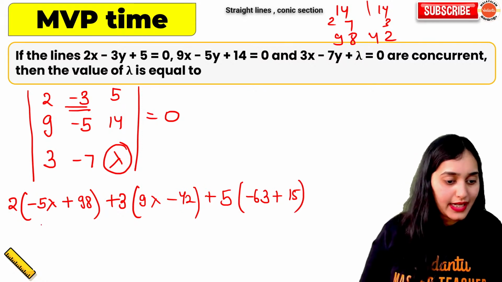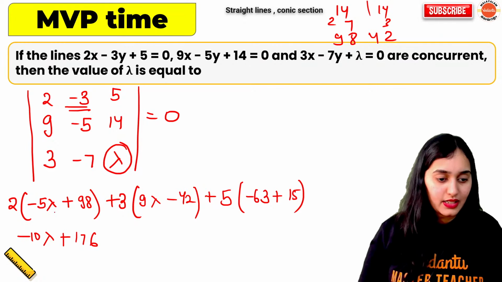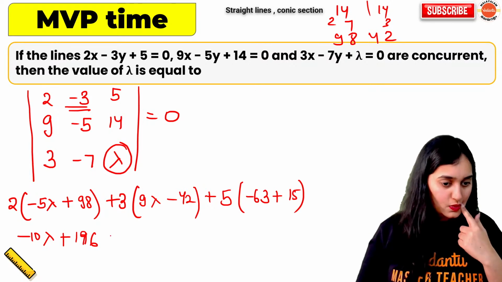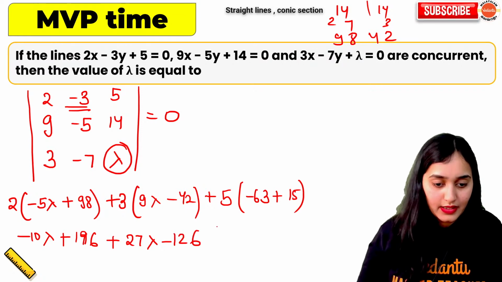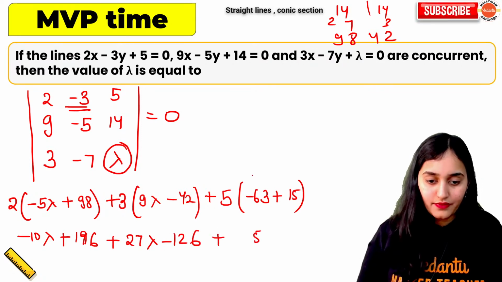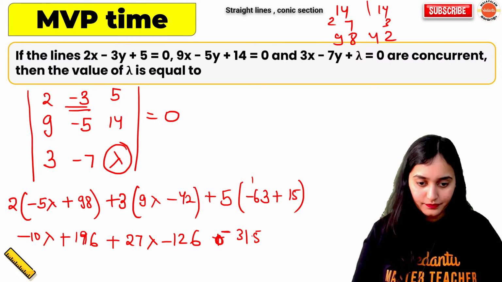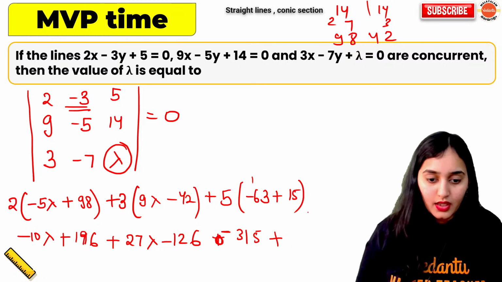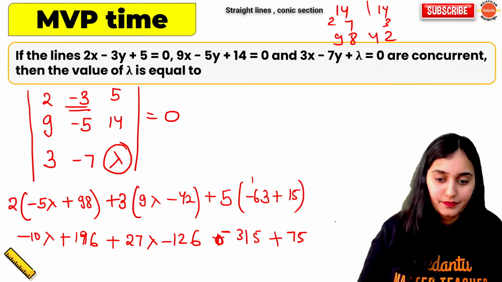Now solve it. What do we get? So we get here minus 10 lambda and 196. 8 2s are 16, 9 2s are 18, plus 1, 196. 27 lambda, 126, and 5 3s are 15, this will be minus 315. And 75, right? Correct. Now this is equal to 0.